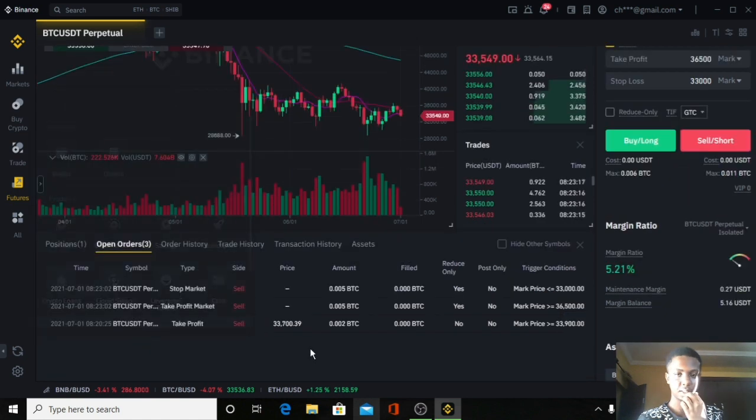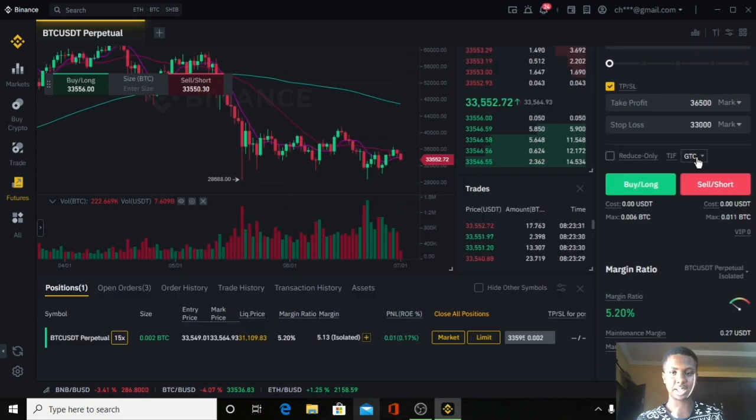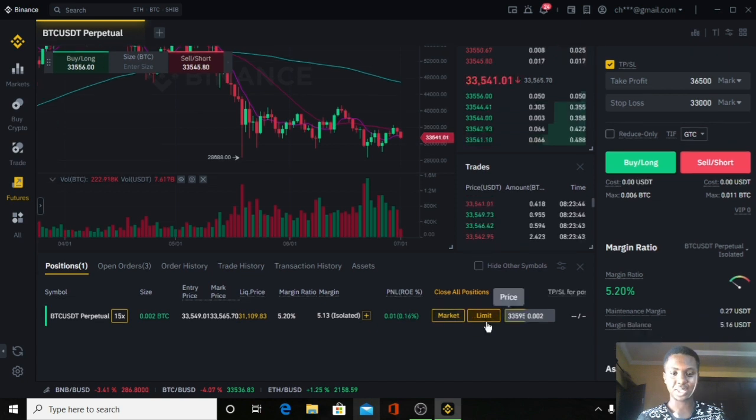Let me check my position. I hope it didn't reset and I entered another position of buy long. No, I did not. So why is it showing it differently? Or did I just enter another? Oh, I just entered another position. That is crazy. So basically, I have to close this position because I just mistakenly opened another position.